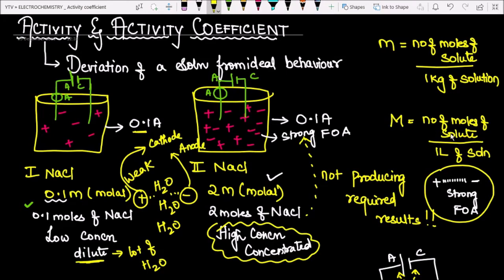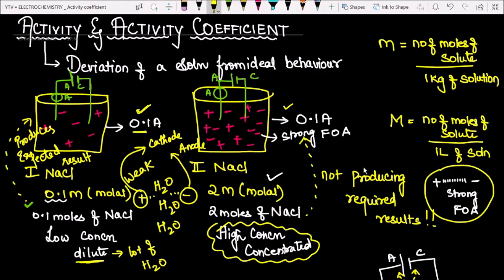Now, why are the expected results obtained? Because in the first case there is no strong force of attraction, since there are a lot of water molecules in your solution, and it is producing the expected results. So in the second case, the expected results are not produced, whereas in the first case, the expected results are produced. Now with this knowledge, we can categorize the solutions into ideal and non-ideal.